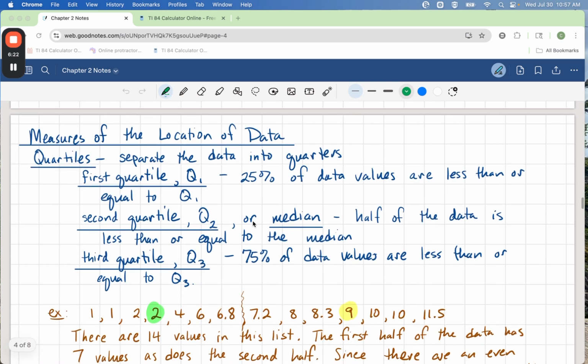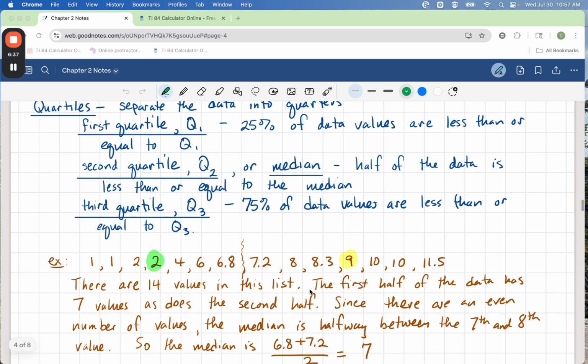The second quartile is called the median. So half the data is above the median, half of the data is below the median. For the third quartile, 75% of the data are less than that number, and 25% are greater.